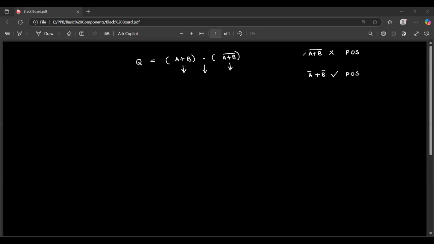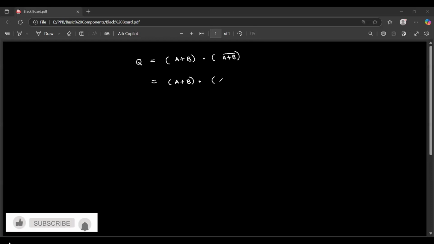So we have to change it to proper POS form if we are doing calculations. That's what we are going to learn now. How can we convert this into POS form? Very simple. Just break the bars, as we talked about in De Morgan's law. This is A plus B, that's perfect, we don't have to change anything. Dot. Instead of (A plus B) whole thing bar, we will give A bar dot B bar.